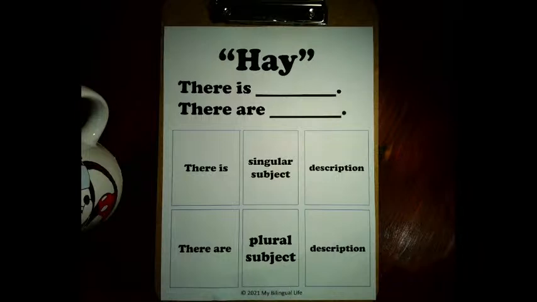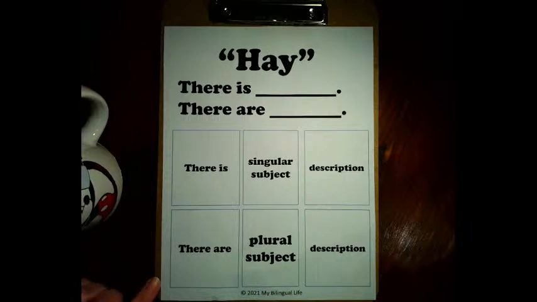Today we're doing a review of the verb "hay" in Spanish. In English, it's "there is" or "there are." We've had a few lessons on this in the last few weeks. So today we're wrapping up this series and we're going to do a little bit of a review.